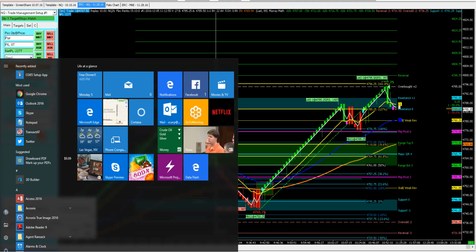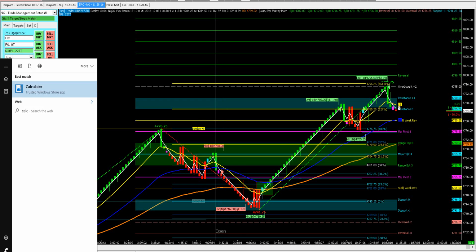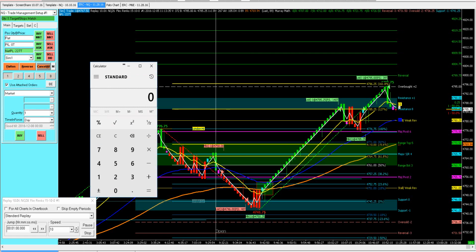Let's see. So I got 227 ticks divided by 2 times 10. That's 1135 minus 10 bucks. So you're looking at $1,125 for that trade.